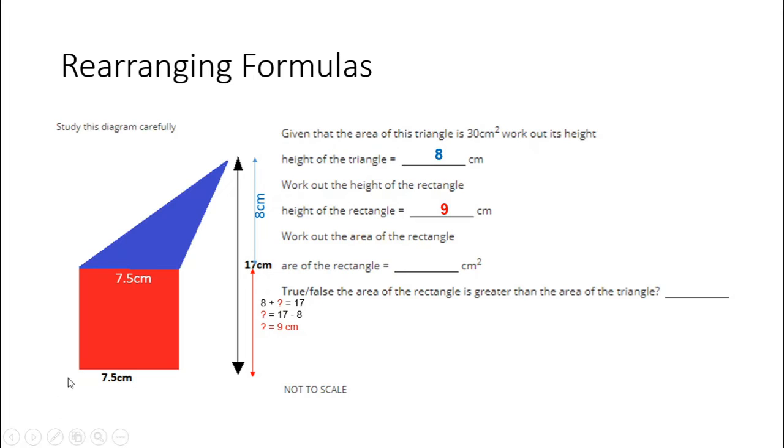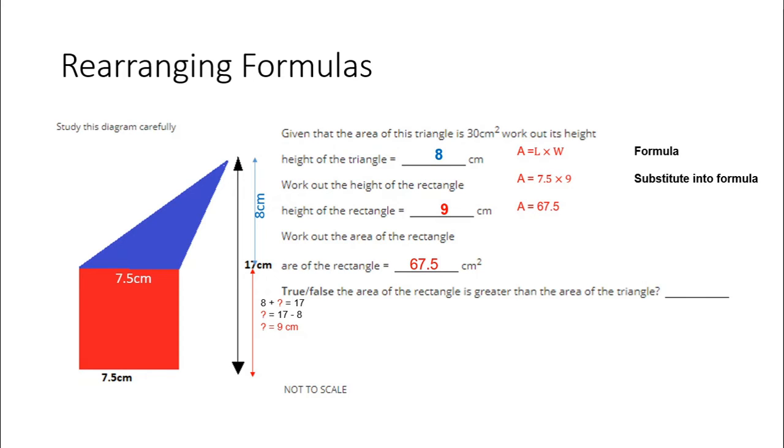Now that we know that the base and the height are 7.5 and 9 respectively, or the length and the width are 7.5 and 9, we can work out the area. Area is length times width, so 7.5 times 9, substituting into the formula, will give me an area of 67.5 centimeters squared, because this is an area.